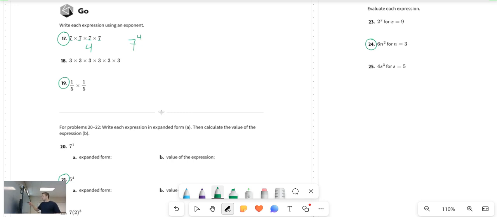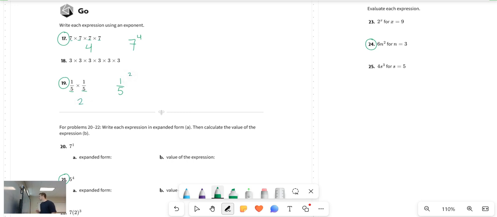All right, so we're jumping down to 19. 1/5 times 1/5. Now this is harder because it's a fraction, but it's going to be the same as number 17. So our base is going to be 1/5. And the exponent, the number of times it got multiplied by itself, is 1 here, 1 there, 2. That's 2 of them.